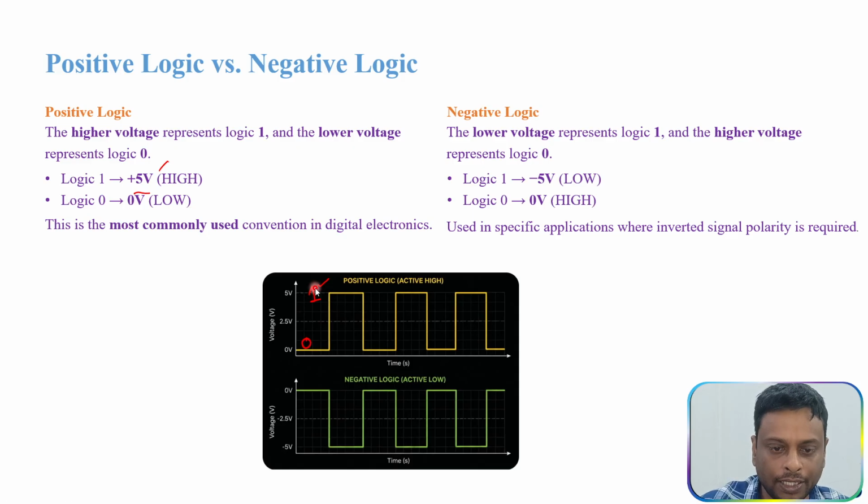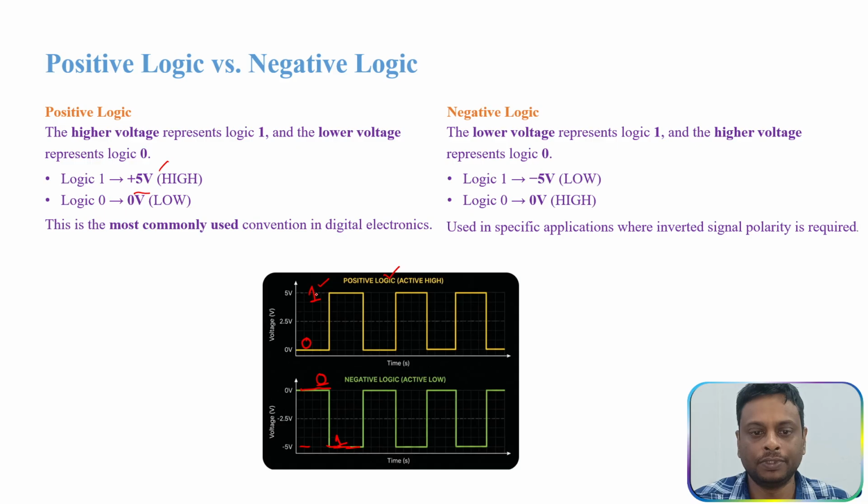Similarly, in this case, you can see 0 is taken as the high voltage among these two. So this is 0 volt, logic 0, and logic 1 is minus 5 volt. This voltage level is your logic 1. This voltage level is your logic 0. So this is the positive logic.